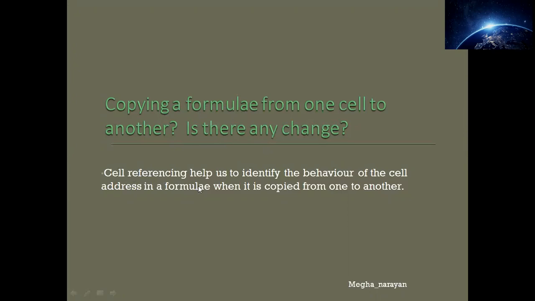Cell referencing is the one that helps us to identify the behavior of the cell address in a formula when it is copied from one to another. That means when a formula is written and you are copying and pasting it to another cell, then there will be a change in the cell address. That particular identification of the behavior of the cell address is thus called cell referencing.